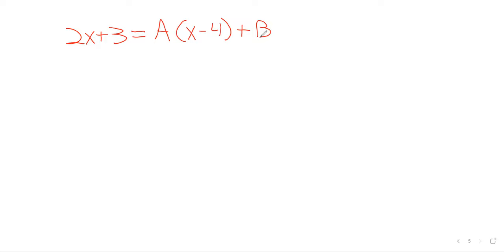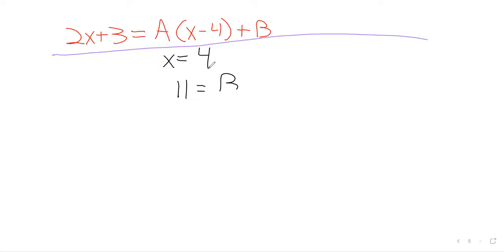And if you remember the Heaviside method, it was selecting values of x that turn expressions to zero. So we can select x equals 4, and x equals 4 is going to turn x minus 4 to 0. So we get, what do we get? 8 plus 3 is 11. x minus 4, that's 0. And we get 11 equals B.